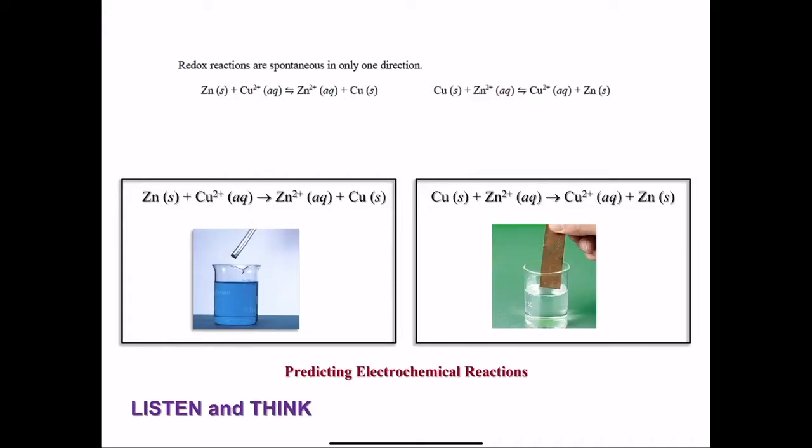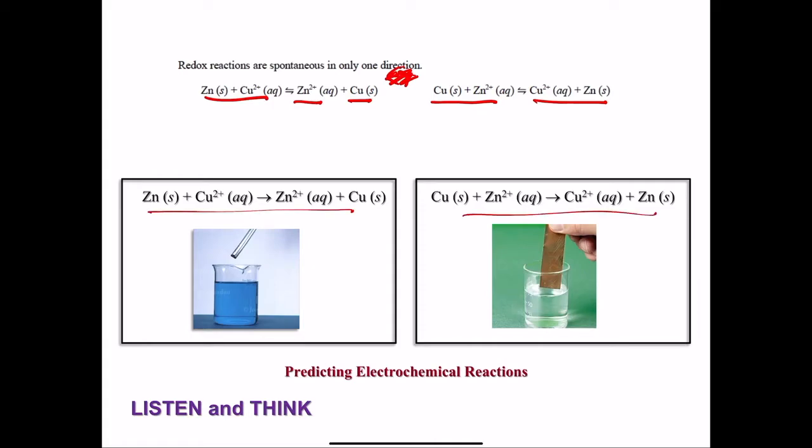All right, redox reactions are spontaneous only in one direction. We saw this earlier, but when zinc sees copper 2+, it could be oxidized to zinc 2+ and copper solid. When copper sees zinc 2+, you go the other way. So these are reverse reactions of each other, right? And the question is, what happens? Does this reaction happen or does this reaction happen?